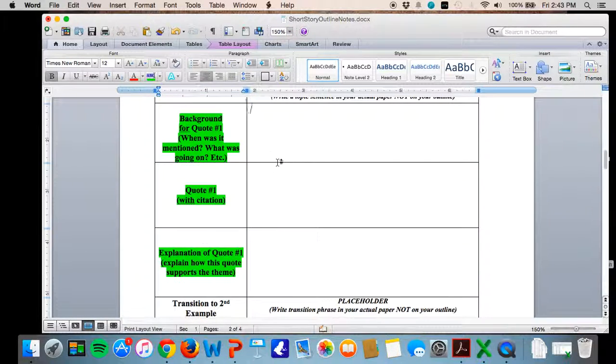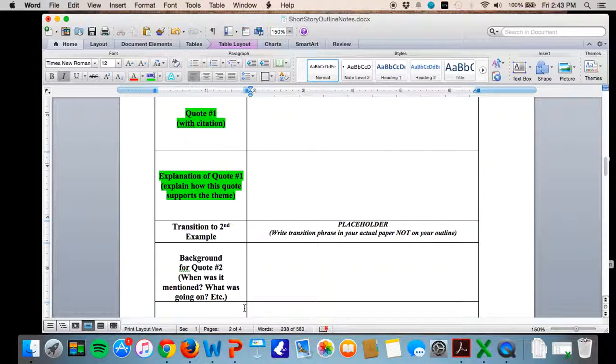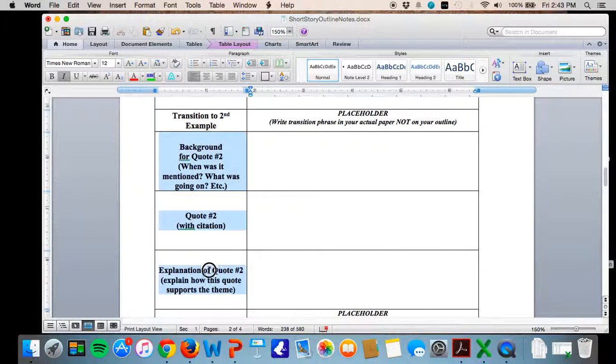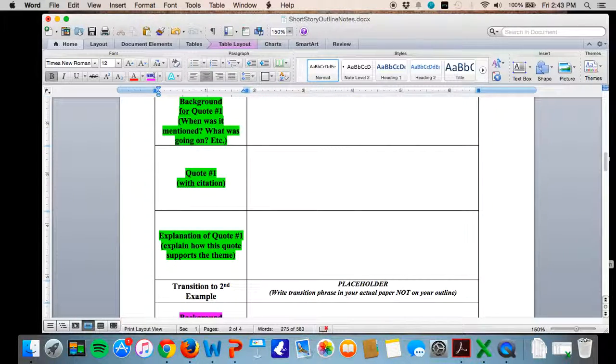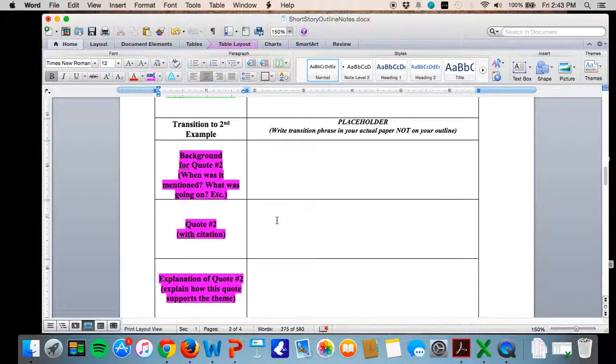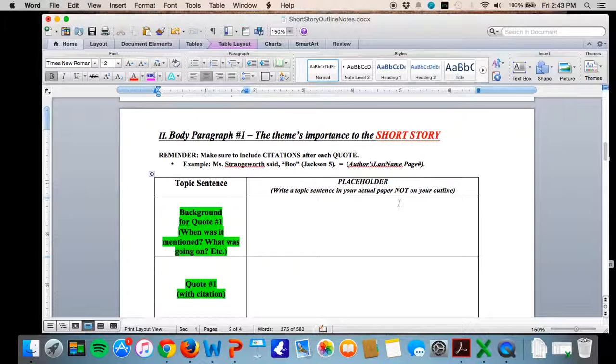We're going to have one example from the story that supports the theme, and then we're also going to have a second example. I'm going to color code these because we did this in class, and that way we'll know these green things all go with one example, and the pink things all go with a second example. So with this paragraph, you're going to pull out 2 examples from the short story that support this theme. Where are 2 things that happened in the story, or 2 elements that are key to the story that show me that this theme is there?